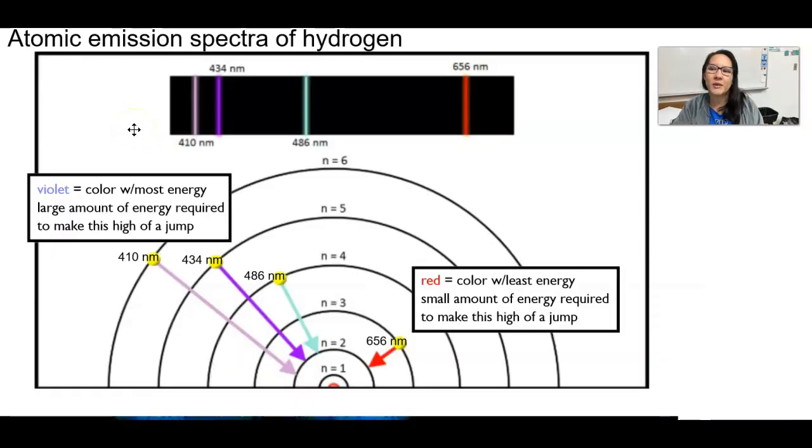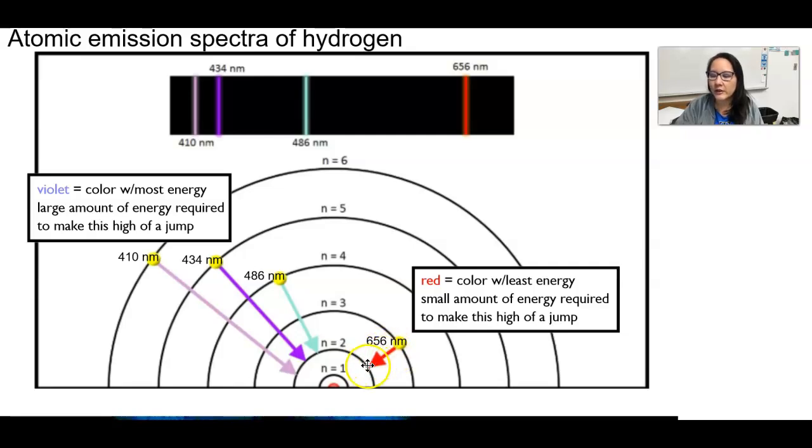This is the atomic emission spectra of hydrogen, and what I want you to notice is that this is the color scheme that is given off by a hydrogen atom whenever it gets excited and falls back to the ground state. And so notice that the violet color is 400 nanometers wavelength. This is 434, 486, 656. The longer the wavelength, the lower the energy.